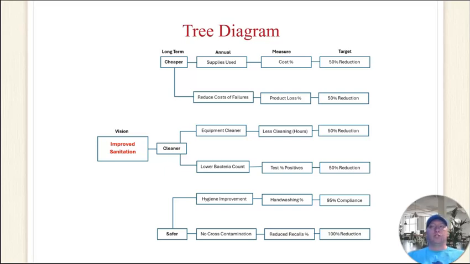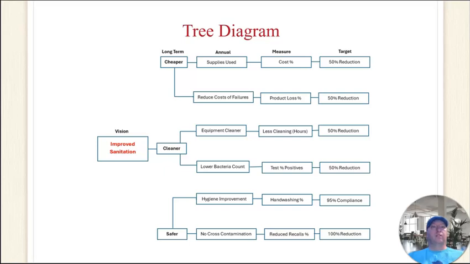Being able to visualize this may help when training employees and be able to show management team that you're striving to maintain a high level of quality. Here you can see, like, annually on the cheaper supplies used, how you measure that, and your target. I would like to have a 50% reduction in cost for supplies that are used.